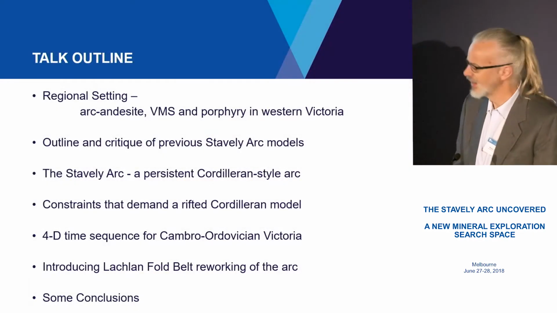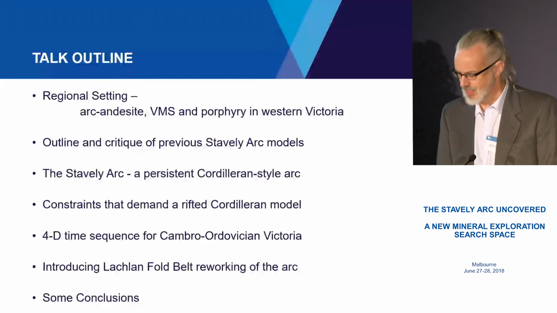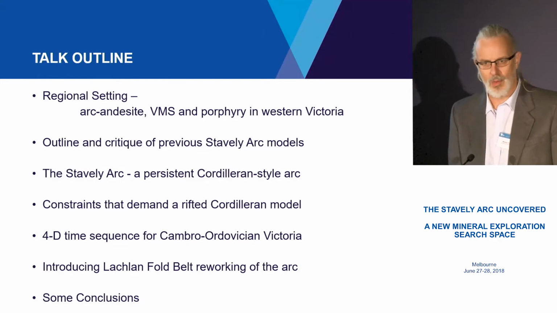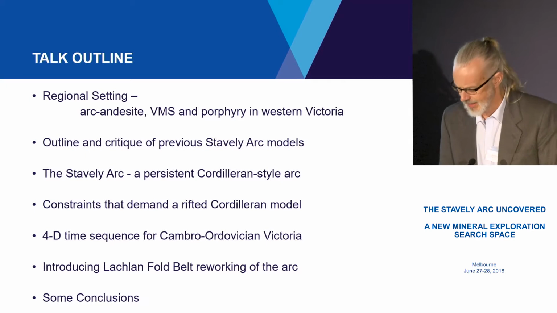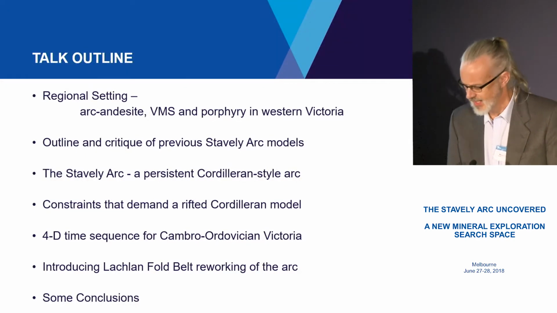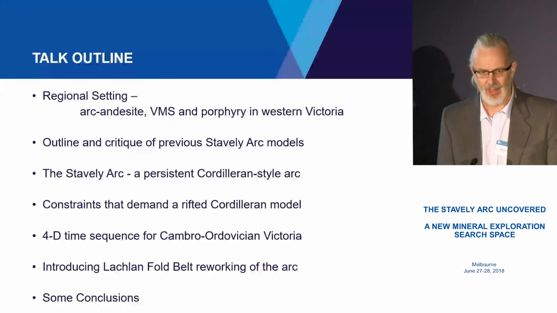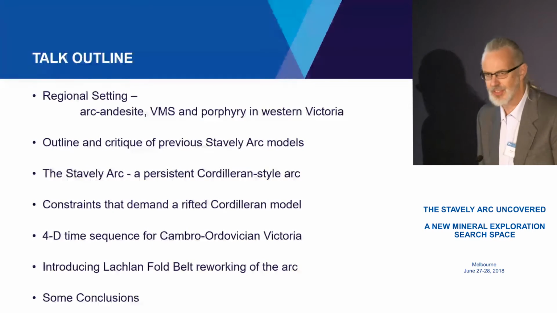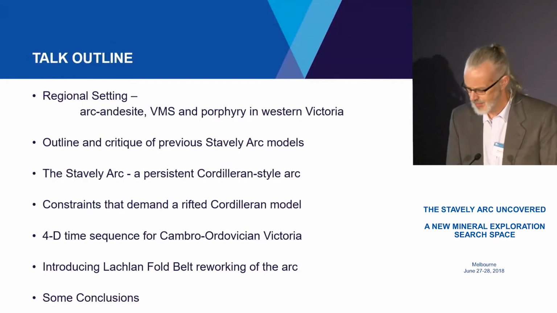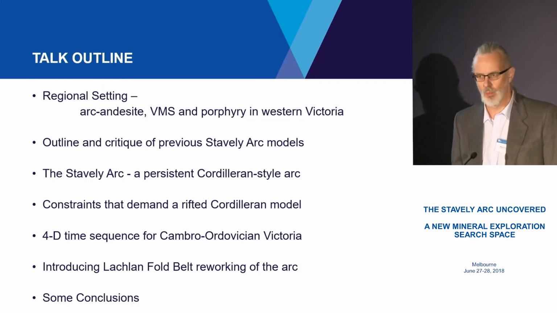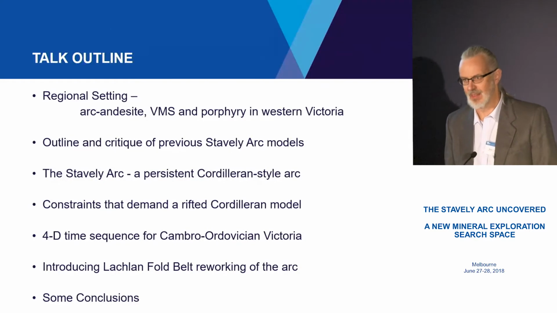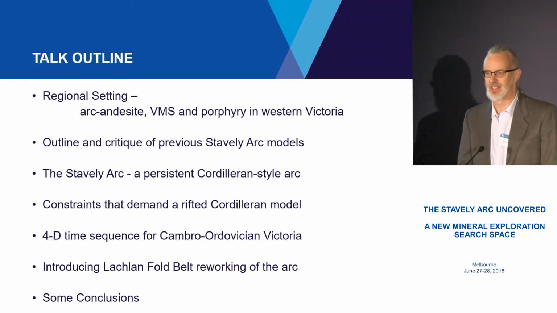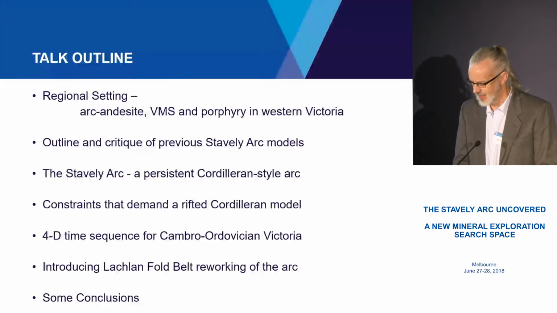So the talk outline: briefly, I'll go through the regional setting, why we think there might be an arc there, and what other people have thought about it, an outline and critique of the previous Stavely Arc models proposed for the area. I'll up front give you what we think is our preferred model. It's a Cordilleran style with a few changes, an arc on the Gondwana-margin. And then I'm going to tell you why we've had to come to that conclusion. There's a lot of constraints that demand that as a single solution, really.